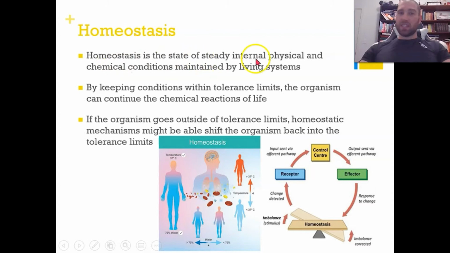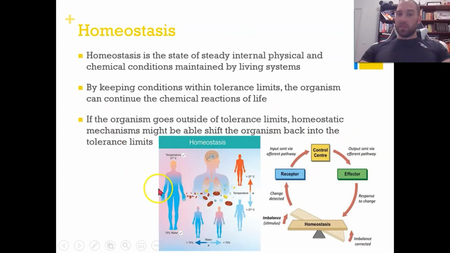So let's look at a definition of homeostasis. It's the state of steady internal physical and chemical conditions which are maintained by living systems. By keeping conditions within the tolerance limits, the organism can continue to do the chemical reactions of life efficiently. As soon as you move outside of tolerance limits, you reduce the effectiveness of the chemical reactions.